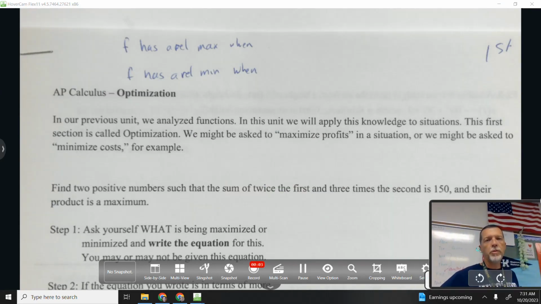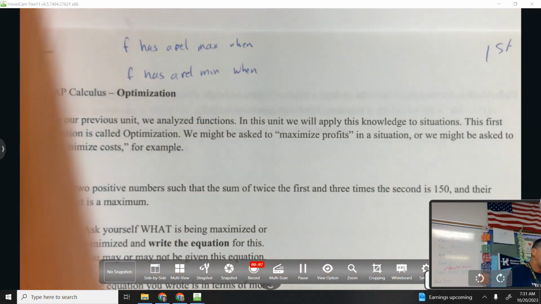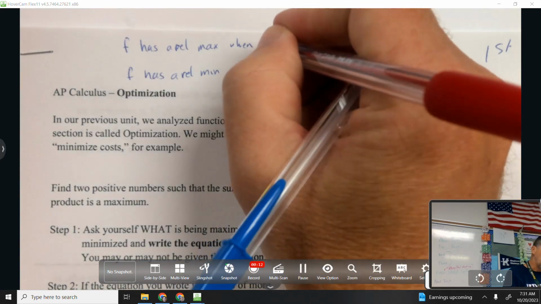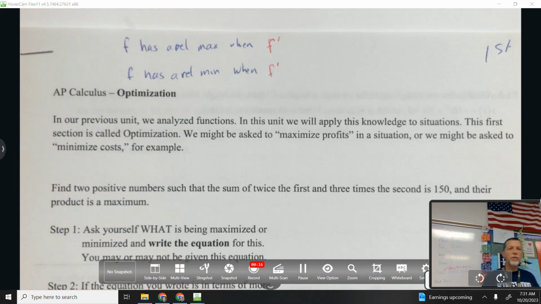So start with those two statements. F has a relative max when, F has a relative min when. And hopefully those are easy, because that's what was on the test yesterday. So what's the first one?